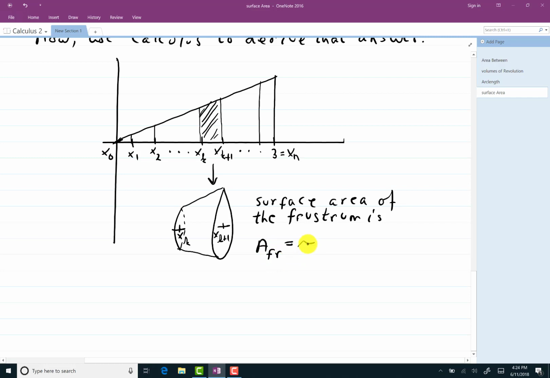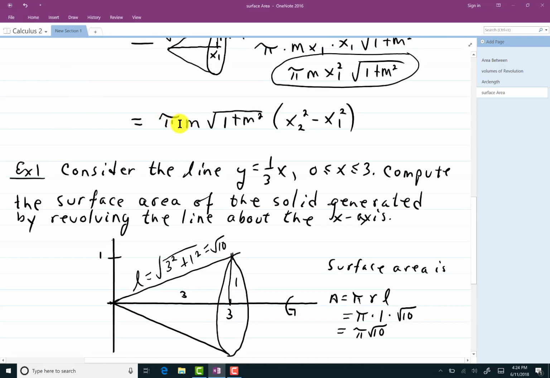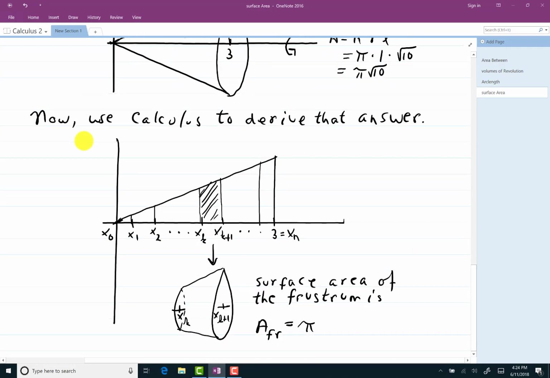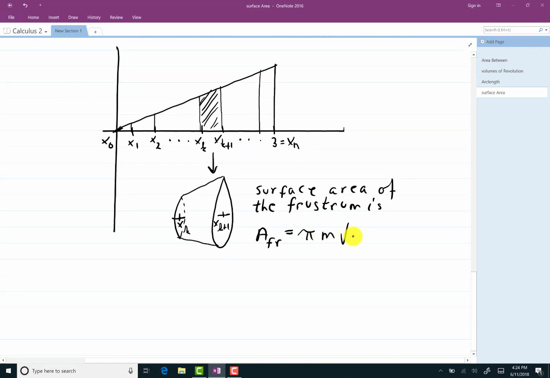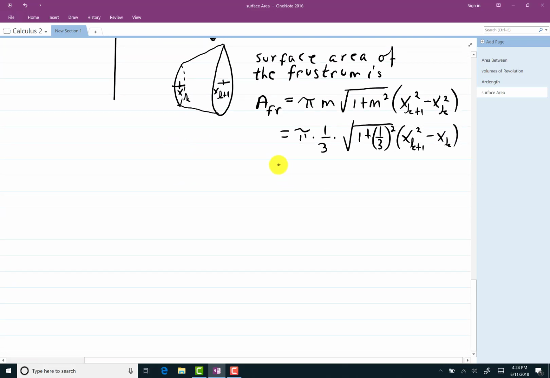So that's going to equal pi. And then what else do we have here? We have not that formula, but this one up here, this guy right here, m times the square root of 1 plus m squared. So we have m square root of 1 plus m squared, and then we have x sub k plus 1 squared minus x sub k squared. So I'm going to do a little simplifying on this. M, if you remember, was equal to 1/3. So I'll plug that in there. Let me leave the other stuff there for now, and I'll simplify that stuff a little bit.